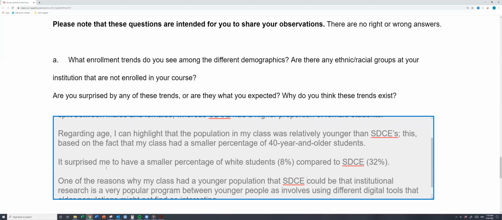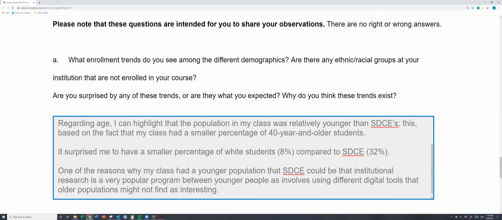It surprised me to have a smaller percentage of white students compared to SDCE. And finally, one of the reasons why my class had a younger population than SDCE could be that institutional research is a very popular program among younger people, as it involves using different digital tools that older populations might not find as interesting. This is for sure debatable. Remember, there are no right or wrong answers. This is for us to share our thoughts and build new ideas together.